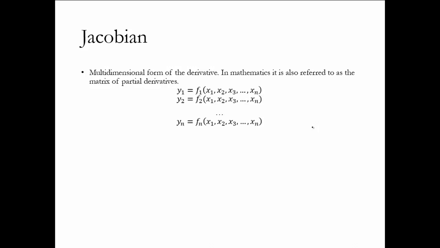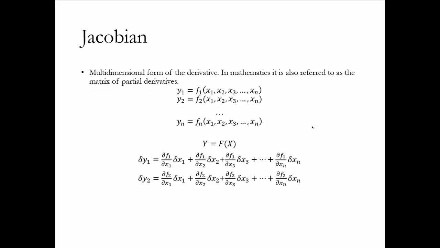So let's assume we have some functions like y1, y2 up to yn, which are functions of different variables, let's say x1, x2, x3 up to xn. Now this whole can be written in a compact form as y is equal to f of x, correct? So now, as we see from the definition, Jacobian is actually the matrix of partial derivatives.